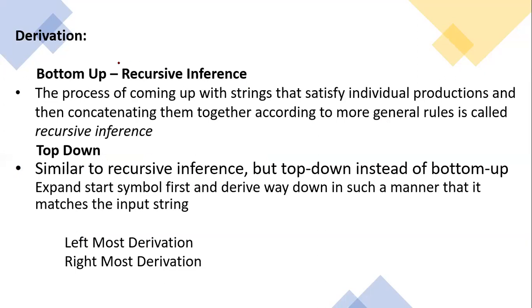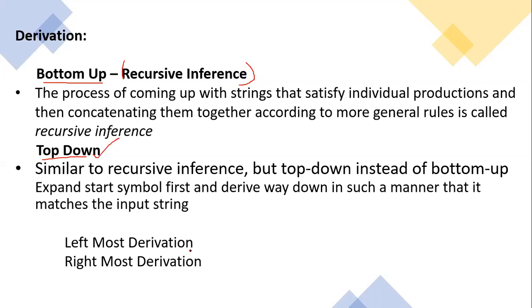Now we are moving to the derivation, how we can derive from the particular grammar or particular productions. Here we have two methods, bottom up and top down. We know, right, what's the bottom up and top down. If we are deriving from top to bottom, we can say top down, or otherwise bottom up. Bottom up is, we can say, recursive inference. This is not much important. We'll see what is meant by that. But the most important one is the top down.